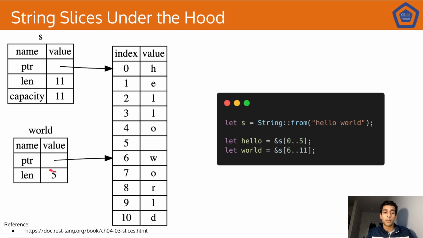So if we want to start at index 6 and end at index 11, we have a slice of length 5, and our pointer will point to the start of our slice, so index 6, and that's the w character.